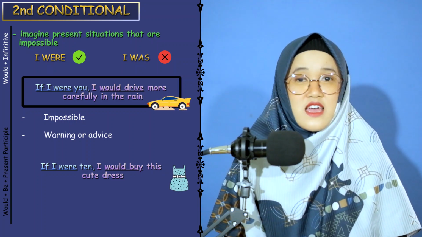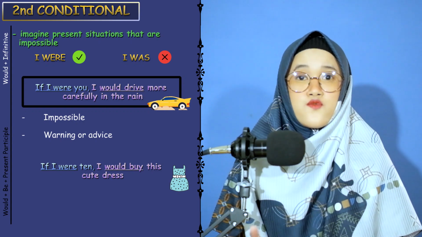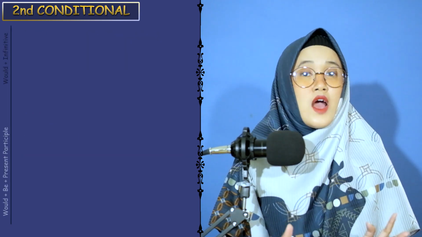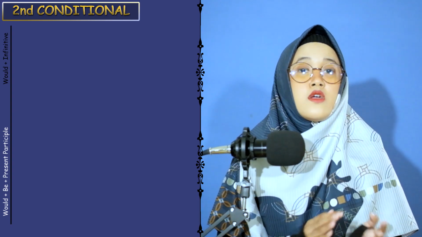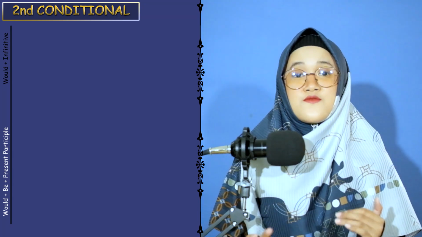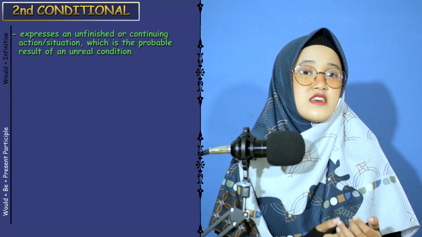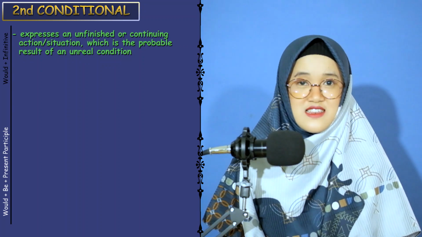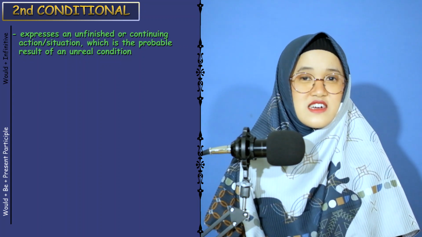If I were 10, I would buy this cute dress. Of course, I cannot be younger. That's impossible. Now, let's talk about the continuous form. We can also use the continuous form in the second conditional. It expresses an unfinished or ongoing action or situation, which is the probable result of an unreal condition.